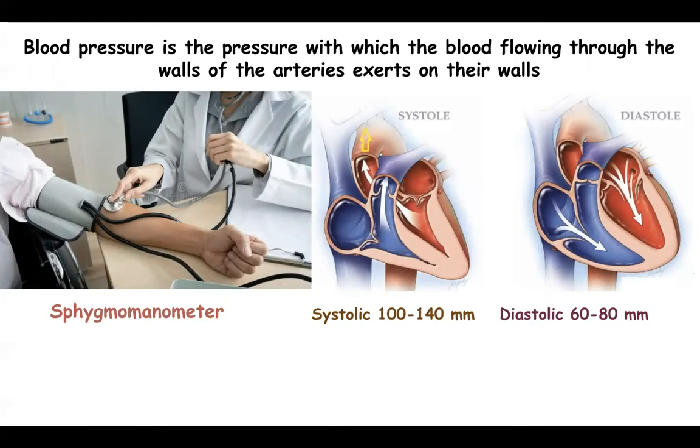We measure ventricular systole and ventricular diastole when we are measuring pressure. So the ventricular systole is 100 to 140 millimeters of mercury for a healthy person, and the ventricular diastole for a healthy person is 60 to 80 millimeters of mercury. These two pressures are measured by using an instrument called a sphygmomanometer. You must have seen doctors tying this cuff around the arm and keeping a stethoscope here to monitor the blood pressure of a person. So this device is called a sphygmomanometer.